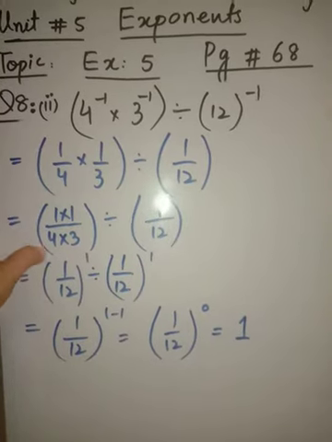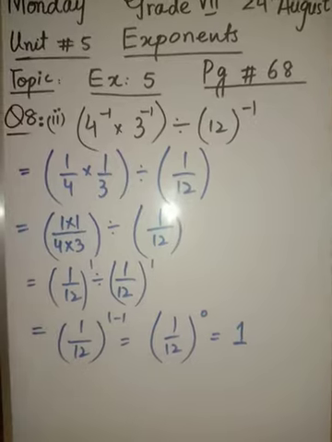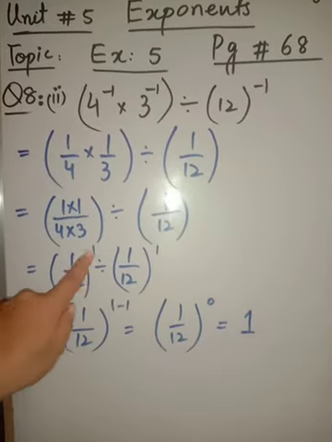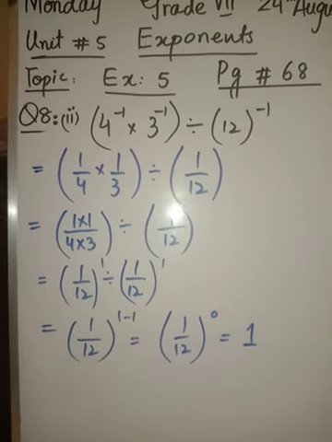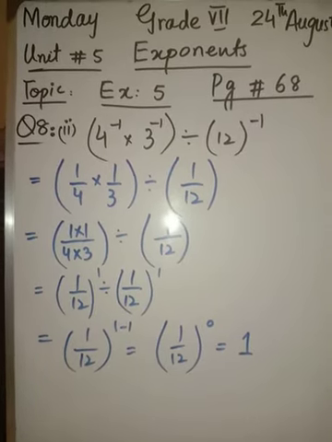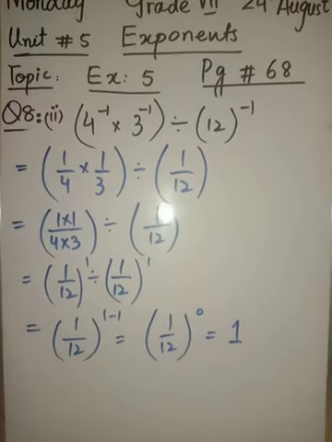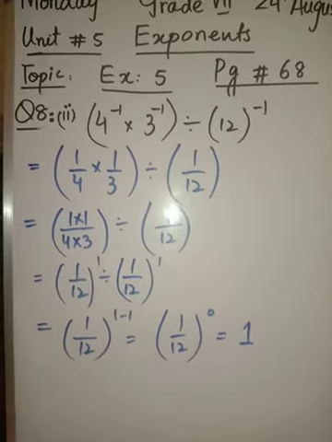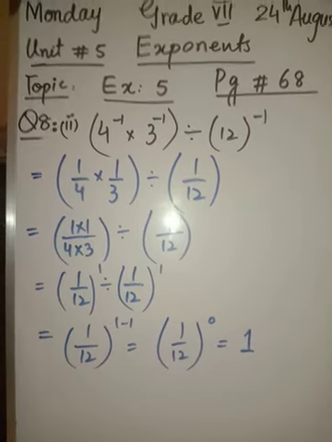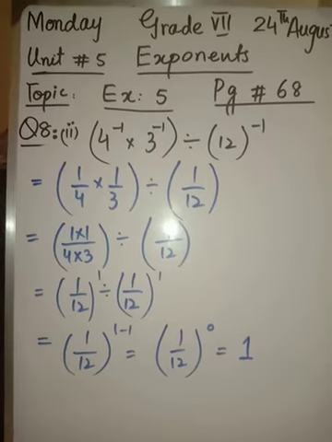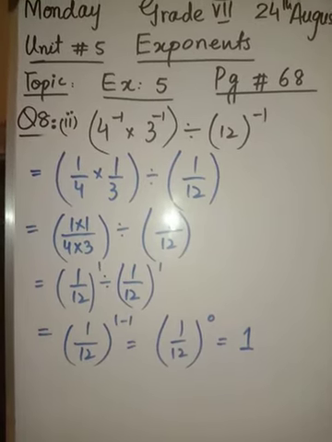1 1s are 1, 4 3s are 12. And same, 1 by 12. Understand? Now you can write it as power of 1. Yes, you can write it because whenever we are not given any exponent, we assume that the exponent is 1. So both the bases are same in dividing. By law 3 you can subtract the exponents. So by subtracting 1 minus 1 we got 0. And whenever we have a base with 0 exponent, the answer is equal to 1. So the answer of this question is 1.